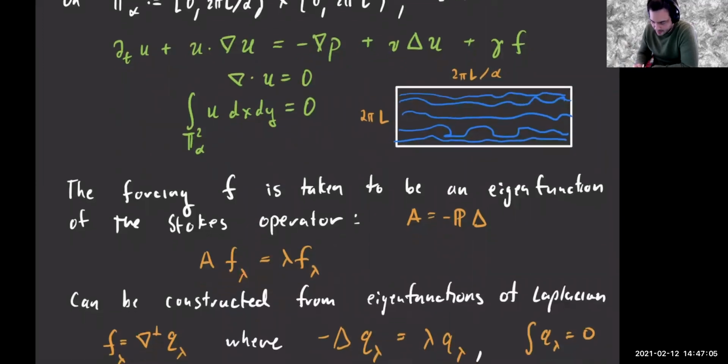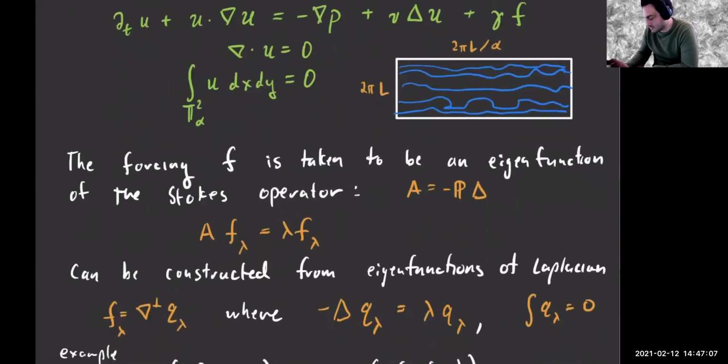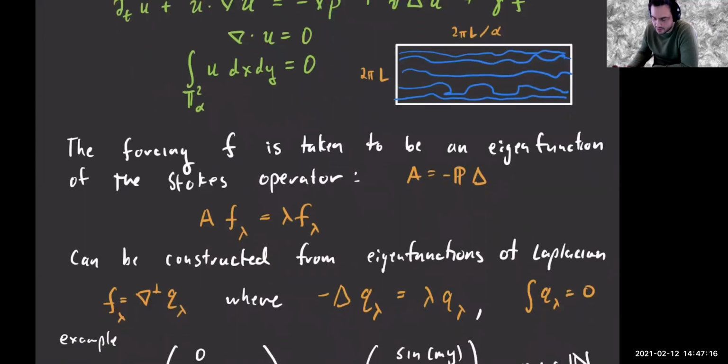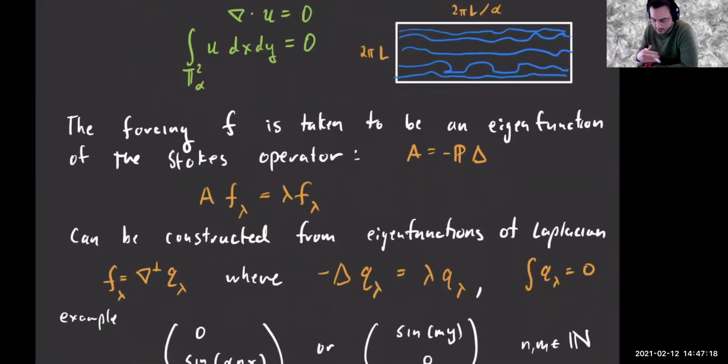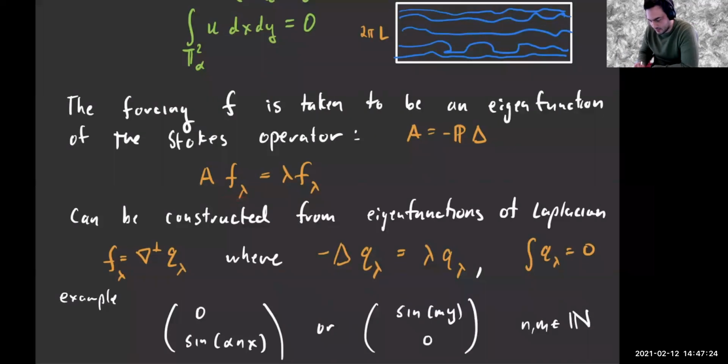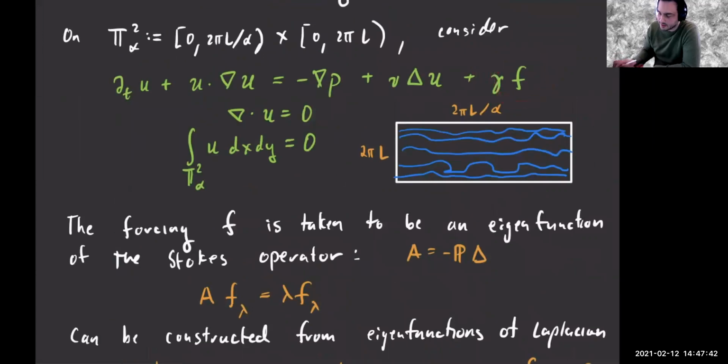Now, these eigenfunctions of the Stokes operator can actually just be constructed from eigenfunctions of the Laplacian. So you take the perpendicular gradient of an eigenfunction of the Laplacian, which is mean zero, and you get an eigenfunction of Stokes. And these are in one-to-one correspondence. So an example of what one of these might look like is a shear flow, either in the y direction as a function of x, or in the x direction as a function of y. So this is something that looks like this, or like this. And those are both Kolmogorov forcings that you would put on the right-hand side here.